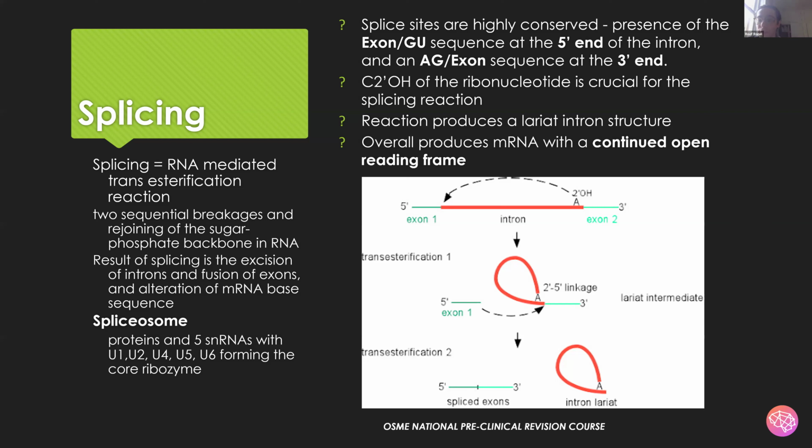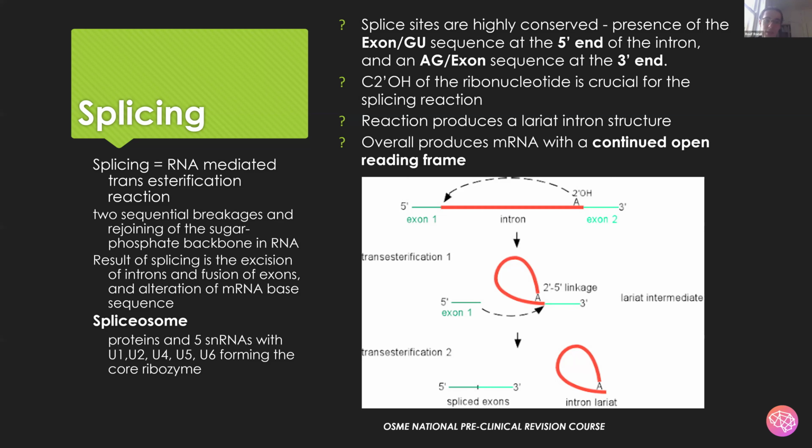So pre-mRNA processing is directed by the spliceosome, and this comprises a large number of proteins called splicing factors, as well as 5 small nuclear RNAs and the pre-mRNA being processed. So these snRNAs have various functions, including identifying splice sites through complementary base pairing, binding to branch sites, and looping the intron into the lariat.